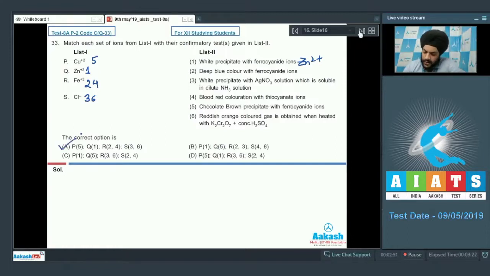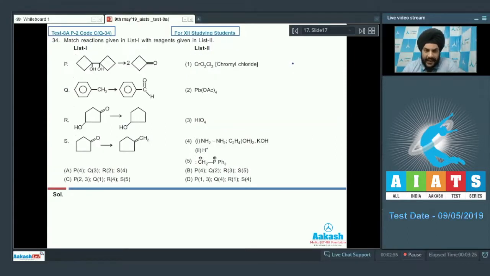Let's look at the next question now, students. Question number 34. We have been given some reactions in list 1 and the reagents have been given in list 2. So we can start with list 1 this time. So we have a vicinal diol. The vicinal diol is cleaved into the corresponding ketone. So this can be done by either lead tetraacetate or with periodic acid. So P will be matched with 2 or 3. If we talk about the second reaction, it is the conversion of toluene into benzaldehyde. So this can be accomplished by the chromyl chloride. So we have Q matched with 1.